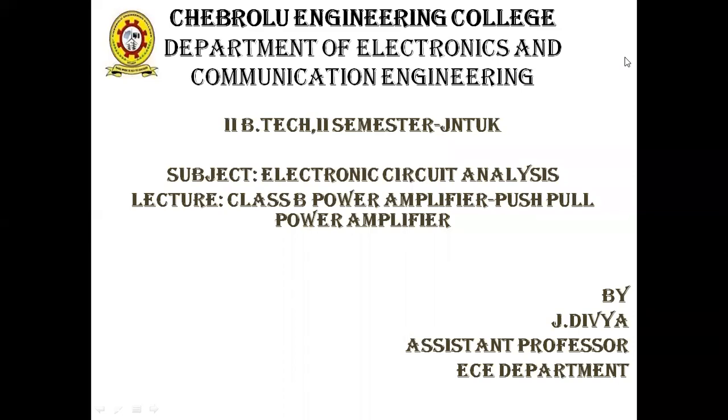In the previous session, we covered Class A power amplifier. We have two types of Class A power amplifiers. One is series fed Class A power amplifier, that is directly coupled. The second one is transformer coupled Class A power amplifier. We also covered the efficiency of Class A power amplifier, for both the series fed and the transformer coupled amplifiers, what the advantages and disadvantages are, and the distortion we face with Class A. Those topics we covered in the previous session.